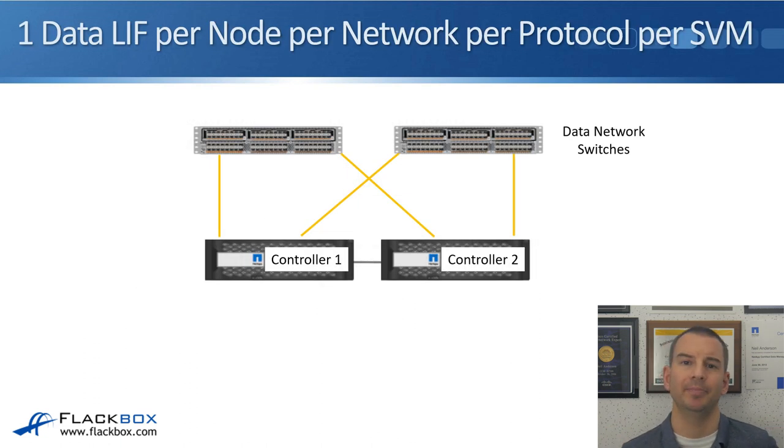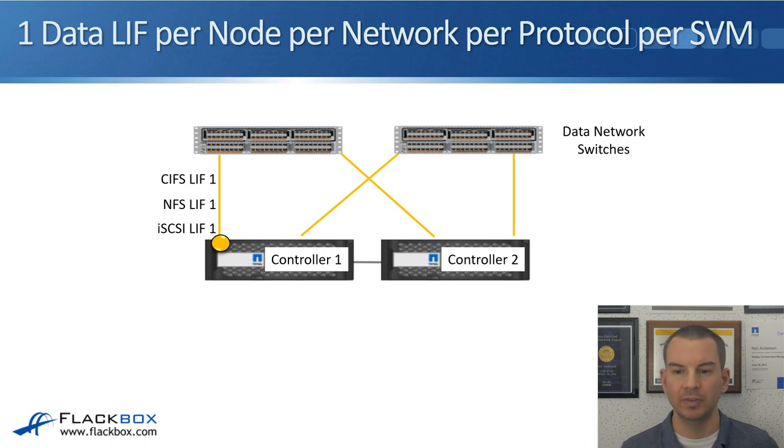Okay, next thing to talk about is the recommendation is to have one data LIF per node, per network, per protocol, per SVM. So, okay, what does that mean? Well, looking at an example here, we've got a couple of controllers in our cluster. And let's say that we are running CIFS, NFS, and iSCSI for a particular SVM. Let's say it's our Department A SVM. Well, we should create separate LIFs for CIFS, NFS, and iSCSI.